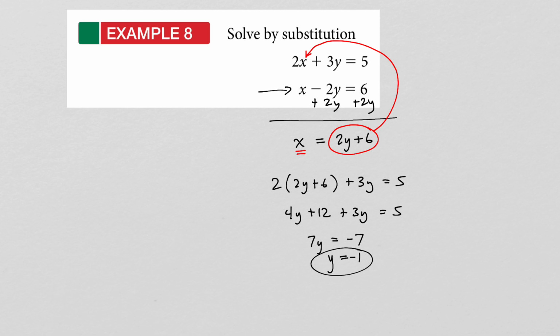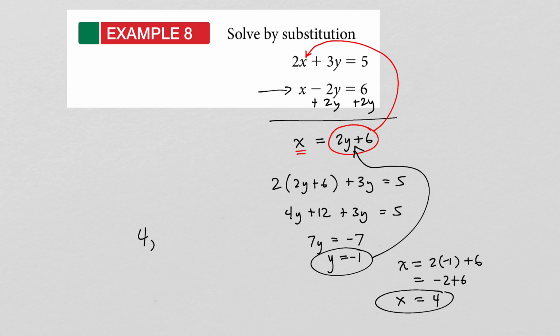And then we take y and we plug it into here, and that gives us x equals 2 times negative 1 plus 6, which is negative 2 plus 6, which is equal to 4. And so the solution is x equals 4, y equals negative 1. And that concludes this video lesson.